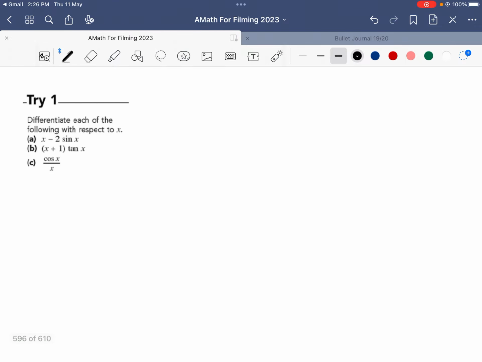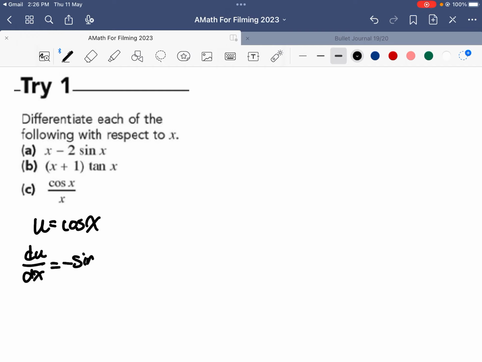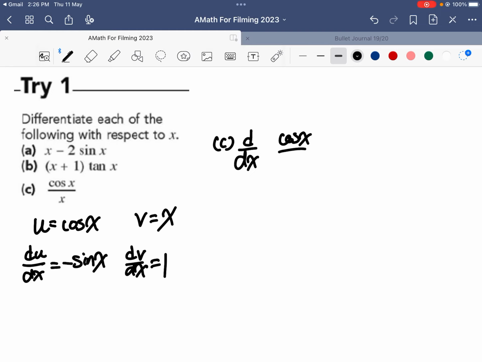Part C. Part C is clearly a case of the application of the quotient rule itself. So u is cosine x. Differentiating u with respect to x is negative sine x. V is x. Differentiating v with respect to x is 1.